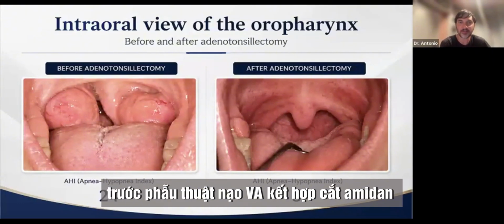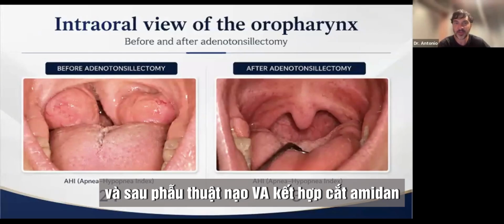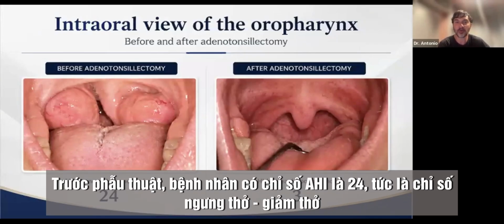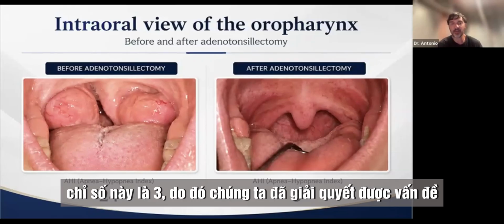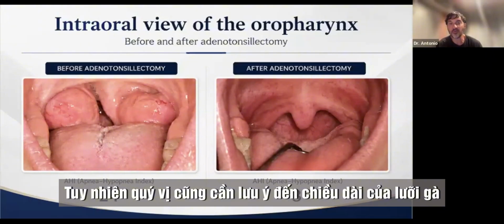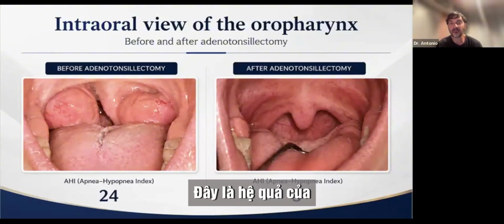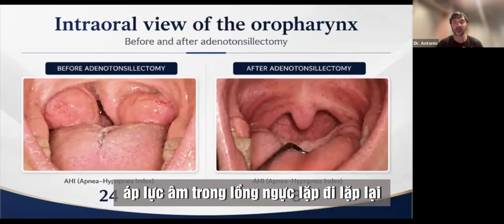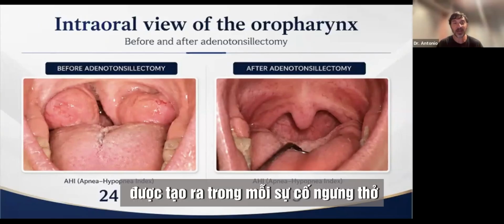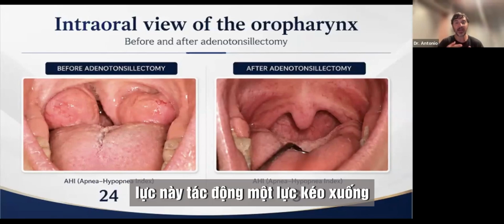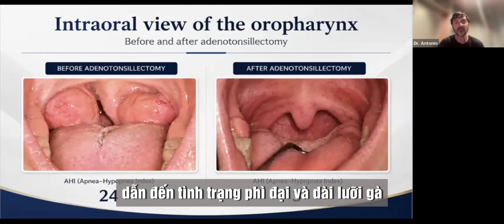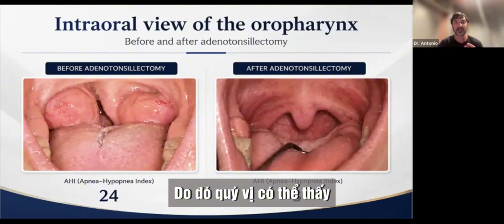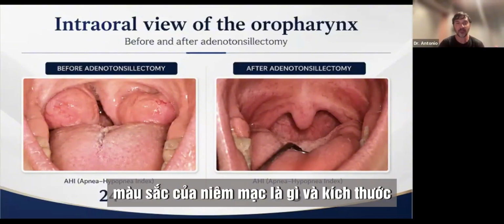As you can see here, we have the intraoral view of the oropharynx in a 14-year-old patient before and after adenotonsillectomy. Before, the AHI, the apnea-hypopnea index, was 24, and after the surgery the number is 3, so we solved the problem. But you also have to note the length of the uvula. This is a consequence of the repeated negative intrathoracic pressure generated during each apneic event, which exerts a downward traction on the upper airway soft tissue, resulting in uvular hypertrophy and elongation.